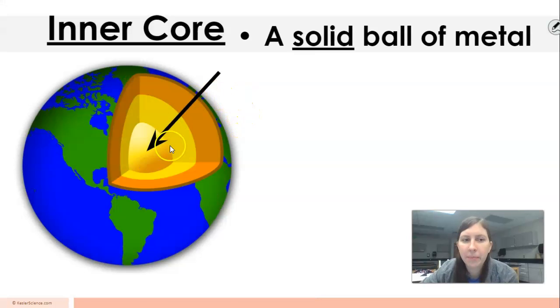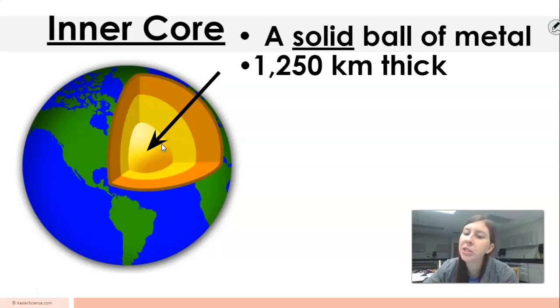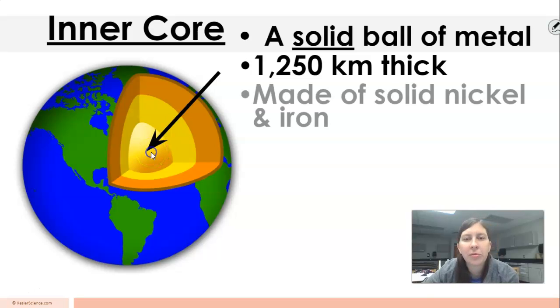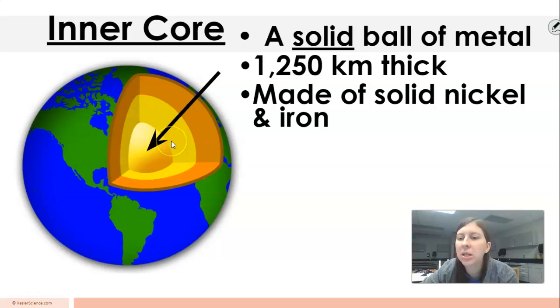The inner core, however, is a solid ball of metal, and that's because there's so much pressure pushing on the inner core that it can't turn into a liquid. There's not enough space for it to turn into a liquid. It's about 1,250 kilometers thick. It's nickel and iron, similar to the outer core, except that it's solid.